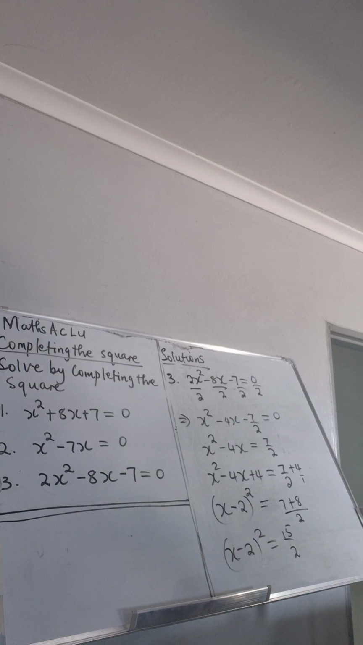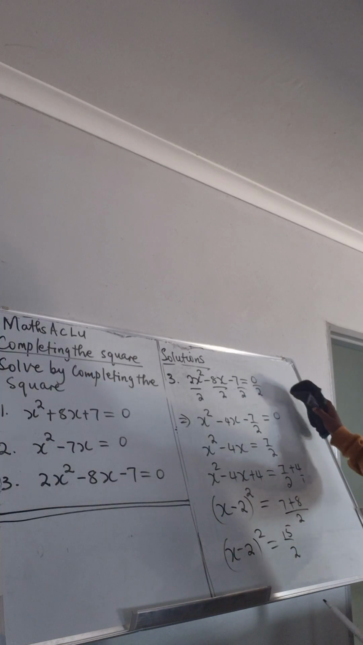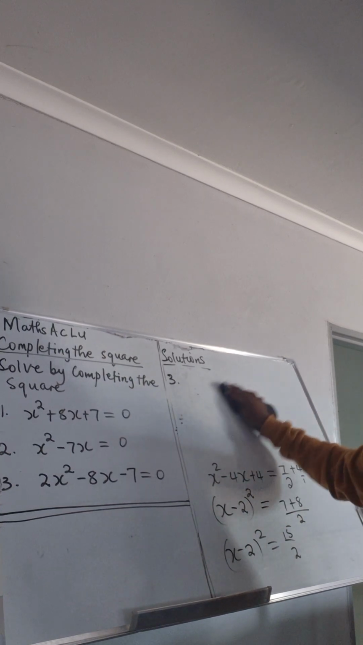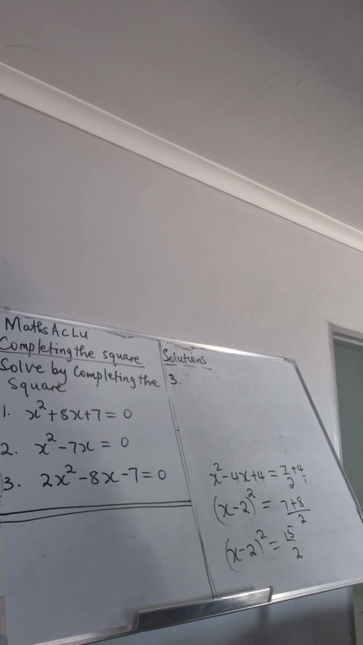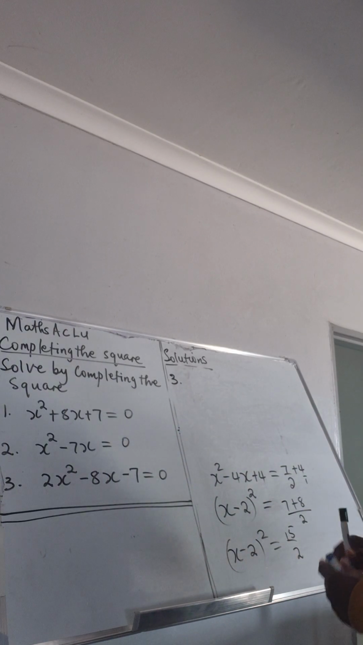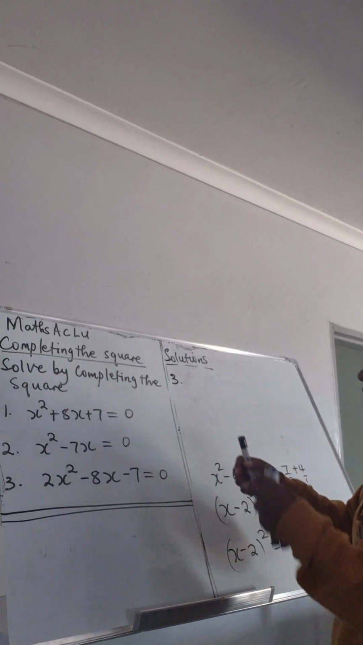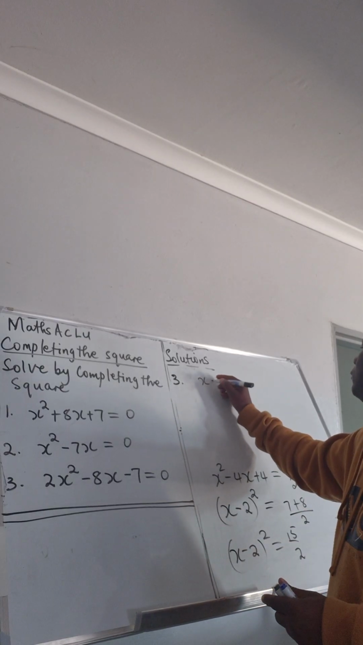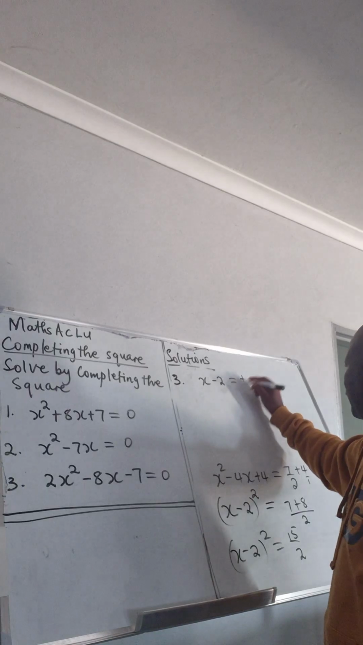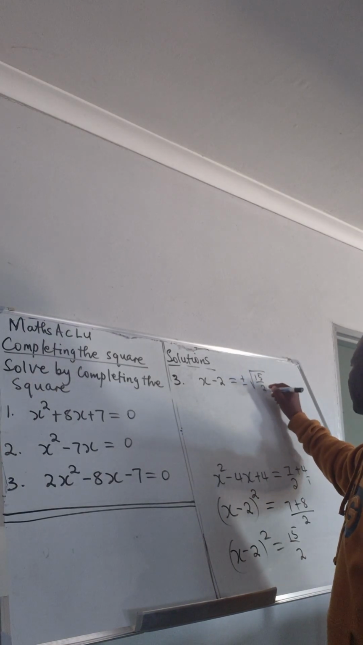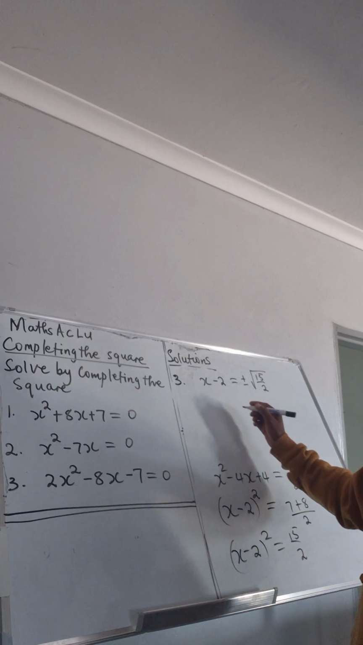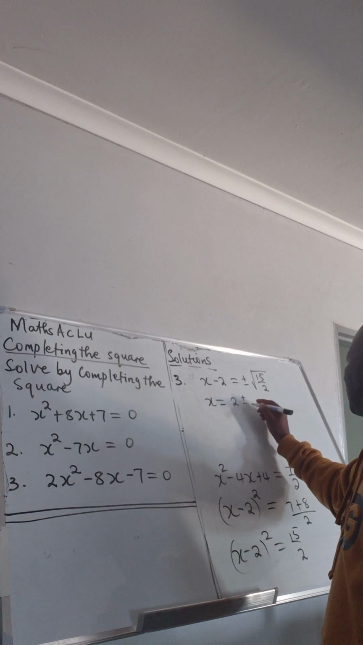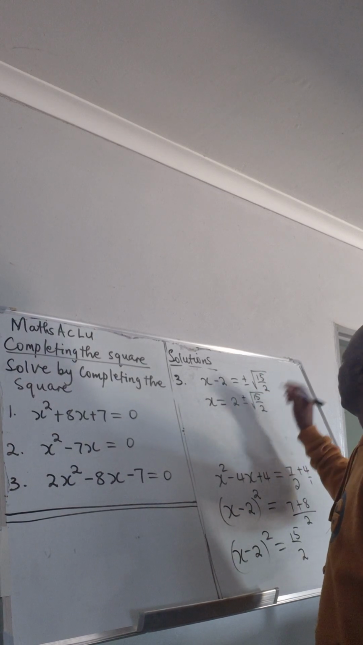In the same way, take square roots on both sides. Square root of the left hand side is x minus 2, equal to the square root of the right hand side. It is like that. Right, now x minus 2, the 2 goes to the other side. It becomes positive, plus or minus the square root of 15 over 2.